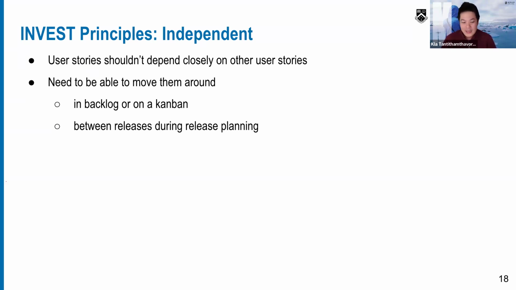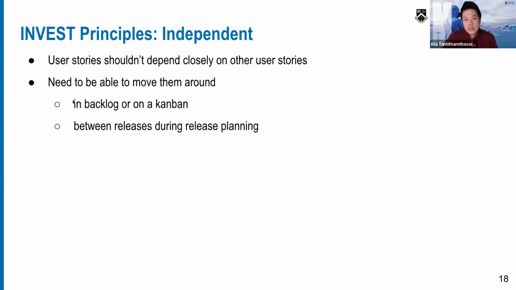Or another bad user story: as a customer, after I complete the payment, I want a receipt so that I know how much I paid and what items I bought. The receipt user story actually depends on the checkout one. Does it make sense? It's really not a good user story because it's not independent enough.